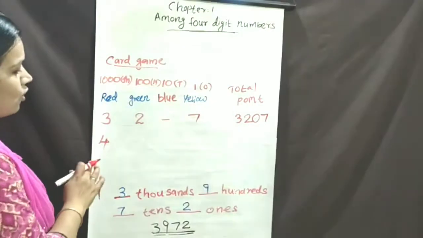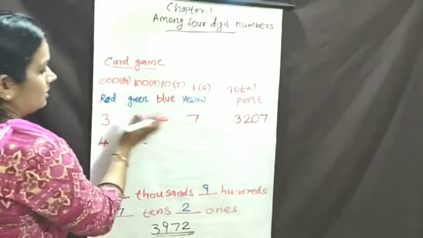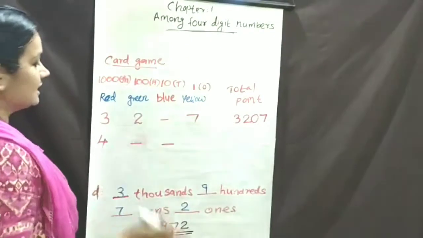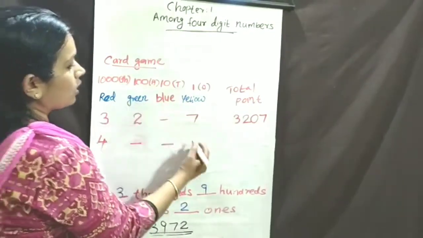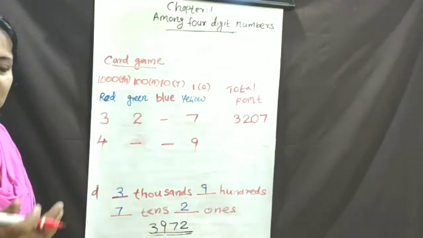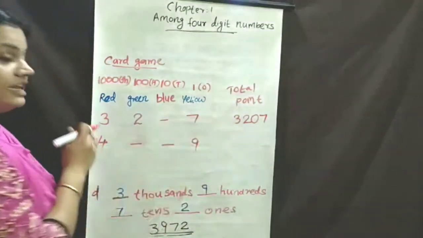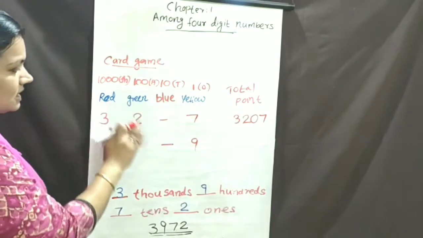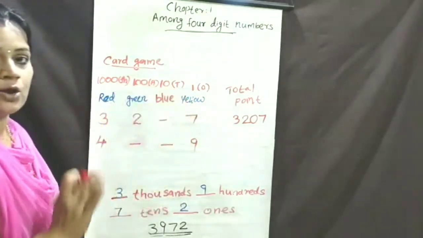Next, Lily. Lily has collected some cards. She got 4 red color cards. Then not write 0, only dotted. She didn't get a green card, didn't get a blue card, only got 9 yellow cards. How to write the number here? What's the total point Lily got? Lily got 4 red cards, then 0 green, 0 blue and 9 yellow.